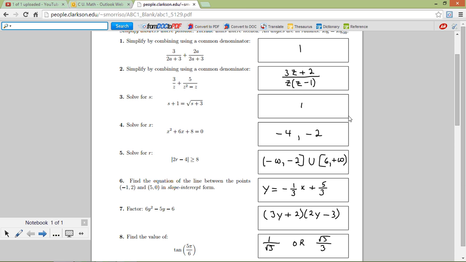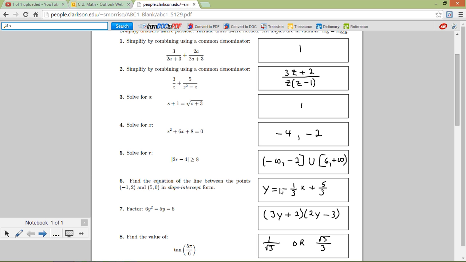The only solution is 1. Number four, a quadratic equation that you factor and then set each of your factors equal to 0 should get solutions of -4 and -2. And of course, the order isn't important there, but you do need to show both answers. Number five is the absolute value inequality. In this situation, we have negative infinity to -2 inclusive, demonstrated by the square bracket, union with the interval from 6 inclusive to plus infinity.